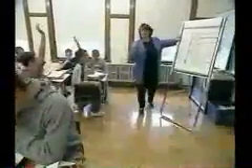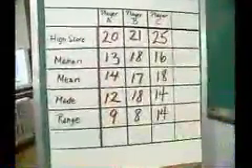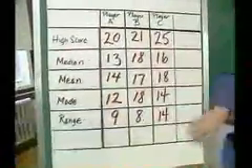Okay, for player C, the high score was 25. The median was 16. The mean was 18. The mode was 14. And the range was 14. Now that we've calculated all of the statistical measures, we're going to use this information to compare the 3 basketball players and find out who is the best player.